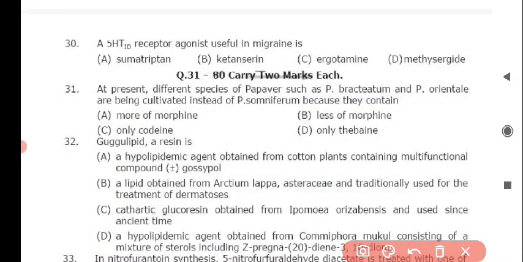Now next question is a 5-HT1D receptor agonist used in migraine is, and the correct answer is option A, sumatriptan. The next question, at present Papaver species such as Papaver bracteatum and Papaver orientale are being cultivated instead of Papaver somniferum because they contain, and the correct answer is option D, only thebaine.